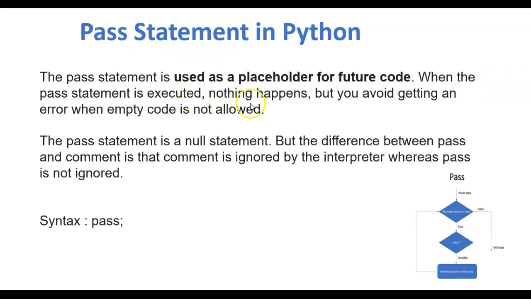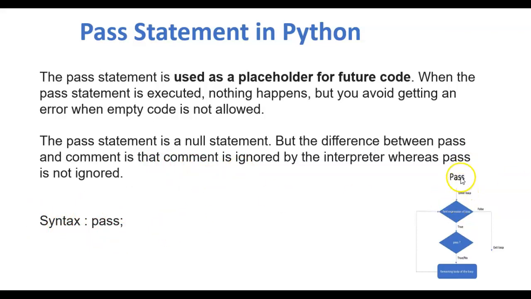When the pass statement is executed, nothing happens, but you avoid getting an error when empty code is not allowed. So the pass statement is a null statement, but the difference between pass and a comment is that a comment is ignored by the interpreter, whereas pass is not ignored. Whenever the interpreter checks this pass statement, it will not ignore it, but it will do nothing. It's a null statement. But if we go to a comment, whenever a comment is encountered by the interpreter, it ignores the comment.